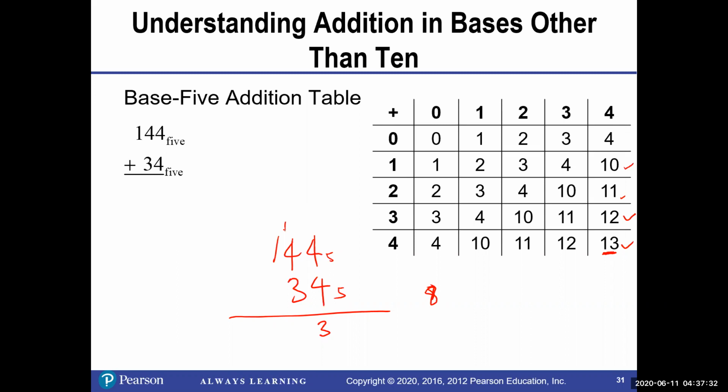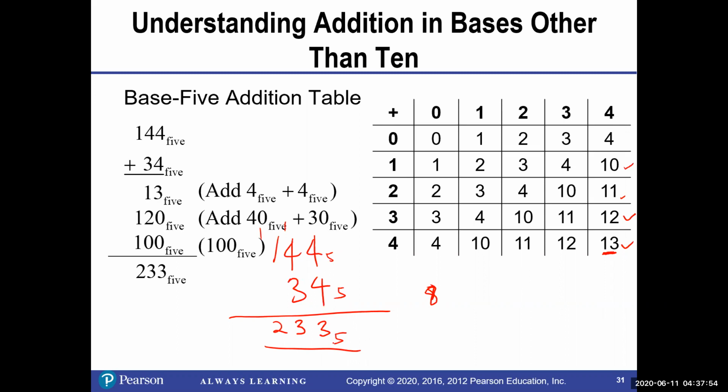Is that okay? So 1 plus 4 is 5. 5 plus 3 is another 8, okay? And what do I get? So that is also another 3, and I push 1 there. So I have 2, 3, 3, base 5. So that's how you add in base 5.